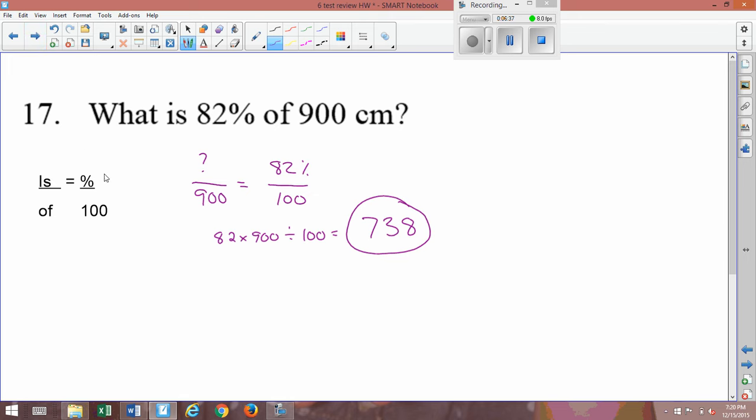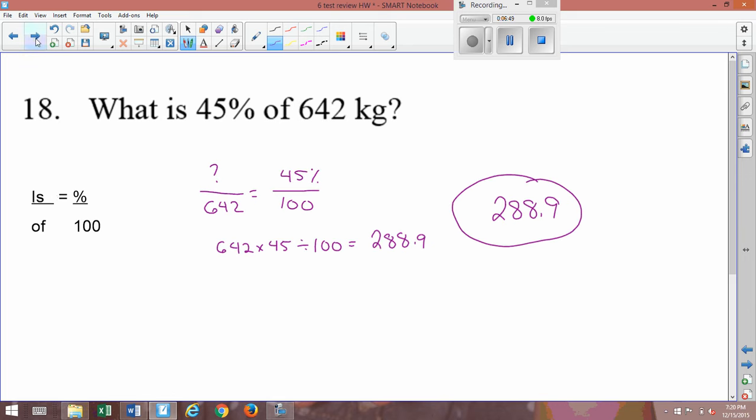What is 82% of 900? Is over of equals percent over 100. What is our question mark, over 900. 82 times 900 divided by 100 is 738.